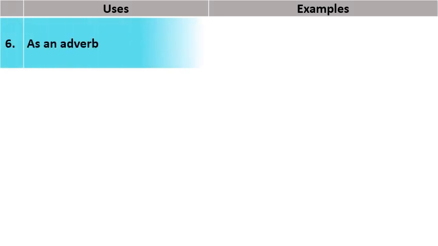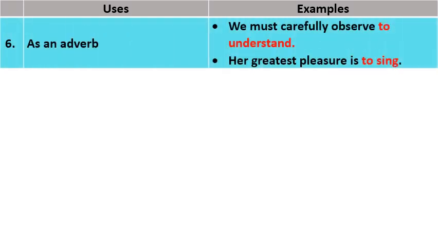Number 6, it is used as an adverb. Adverb means which qualifies an adjective, verb and another adverb in the sentence. For example, we must carefully observe to understand. So here to understand is used as an adverb, and it is also a to infinitive. Her greatest pleasure is to sing.